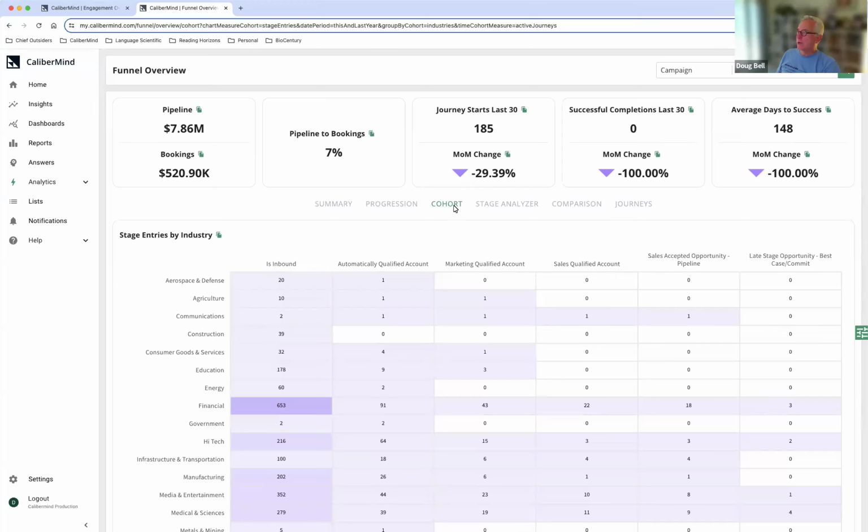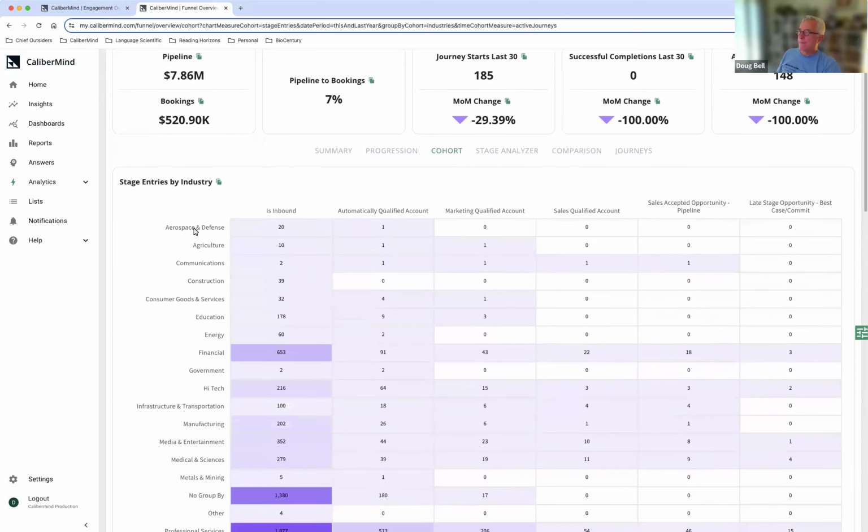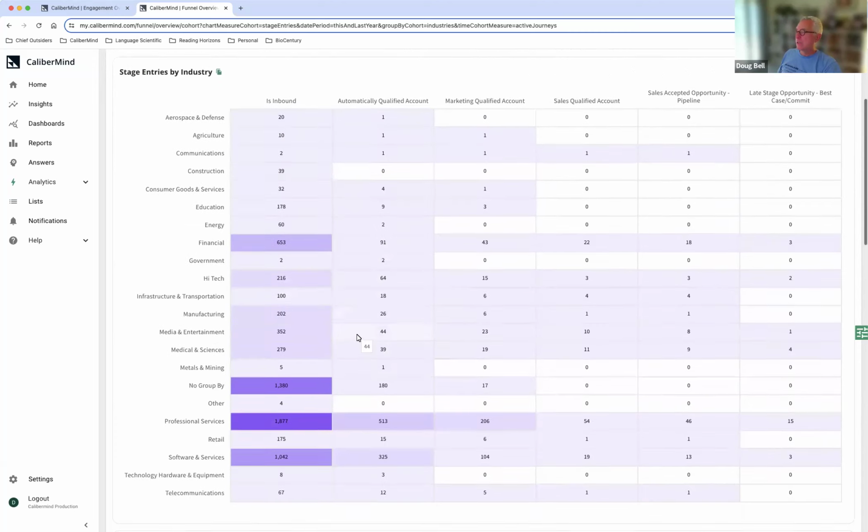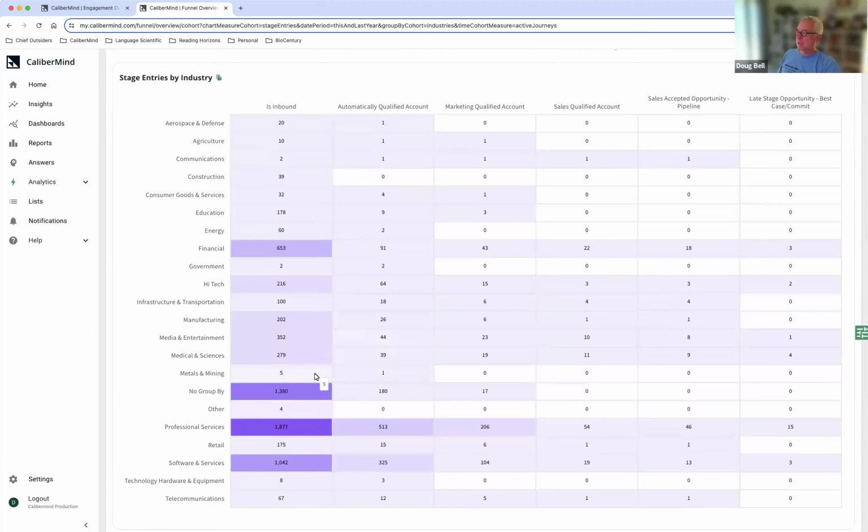So the view you're looking at right now is in our cohort tab. What you're seeing is the gross number by industry. And you've got color coding to help you understand exactly where the hot spots are, in this case, dark purple, and where the lighter areas are, in other words, where we're seeing less volume. At first glance, I've got four primary industries showing up in my funnel: financial, professional services, software and services. Then I've got my no group by category. Guess what? Can't de-anonymize everybody.